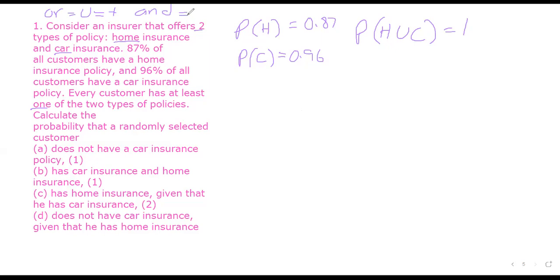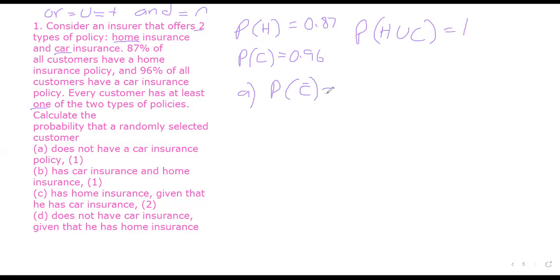So question 1, what is question 1 asking for? Calculate the probability that a random customer does not have car insurance. So it's asking you for what? The complement of which letter? Is it C? C, good, C complement. It doesn't come that easy. You need to arrange your data properly.